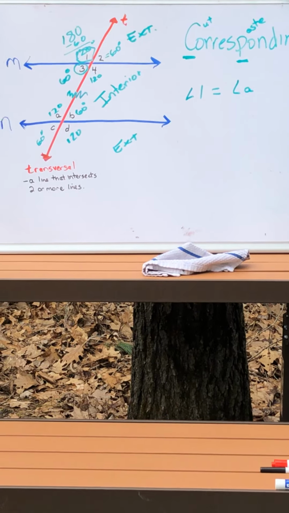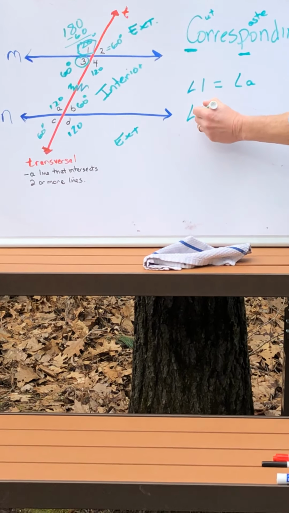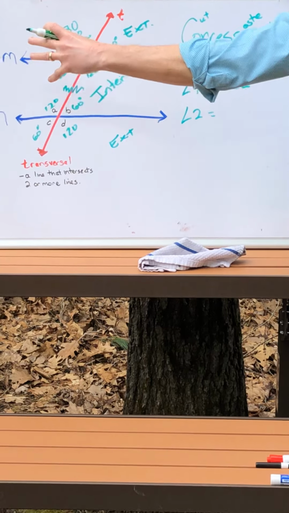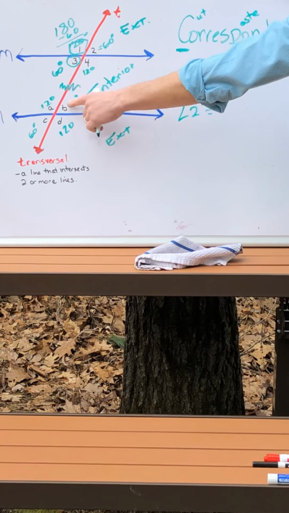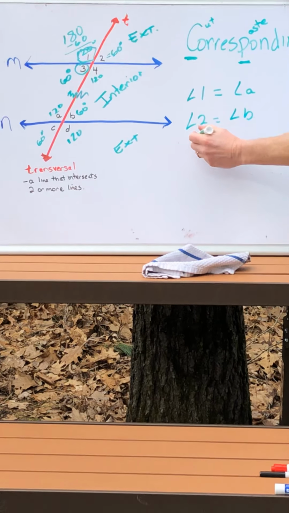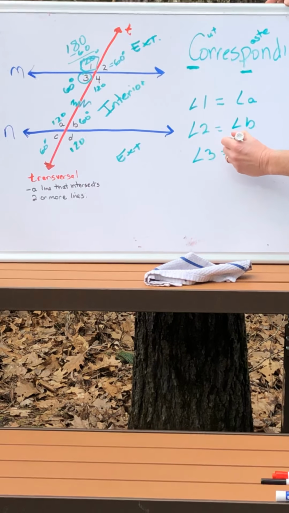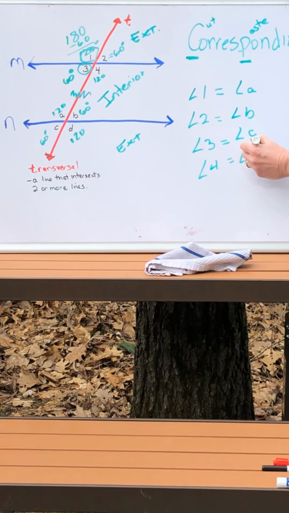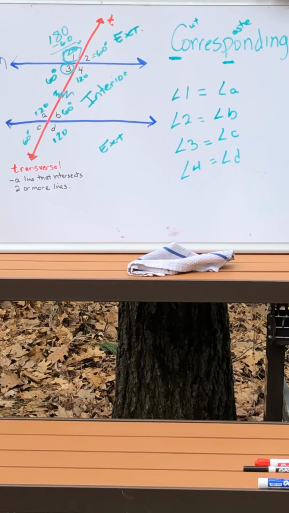If I pick these up and set right down, angle 1 and angle A are called corresponding angles. If you cut it and paste it, what one ends up right on top of angle 2? When you pick these 4 angles up and set it right on top of that, angle B ends up right on top of angle 2. They're equal. And angle 3 and angle C, angle 4 and angle D. Those are cut and paste.